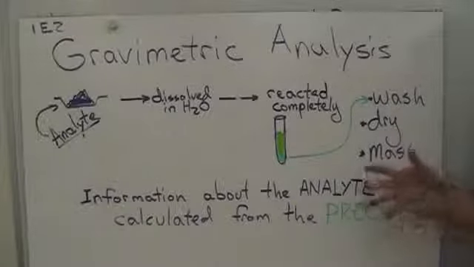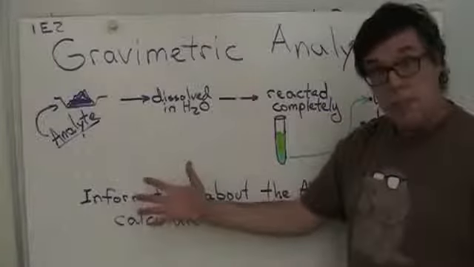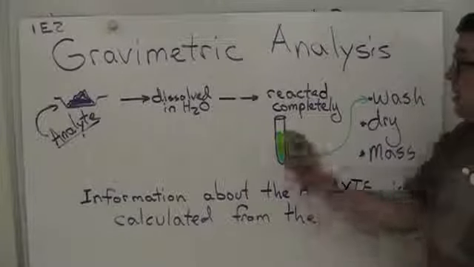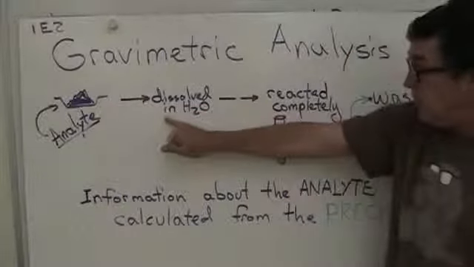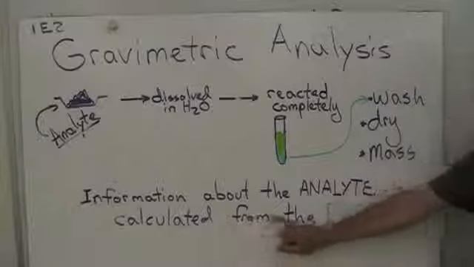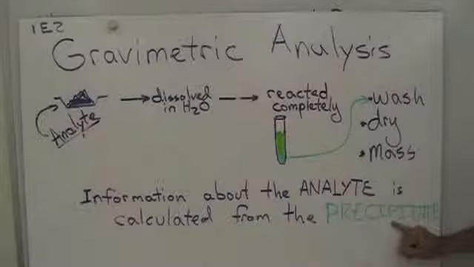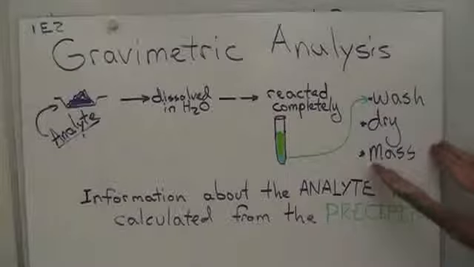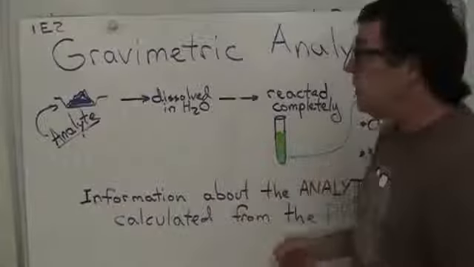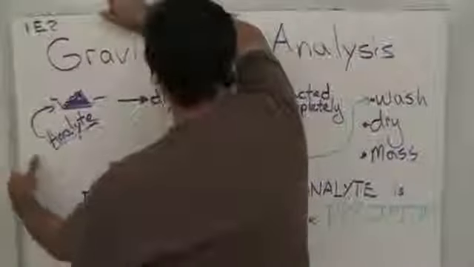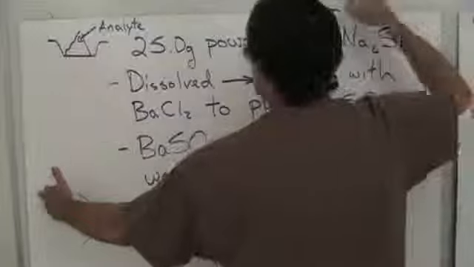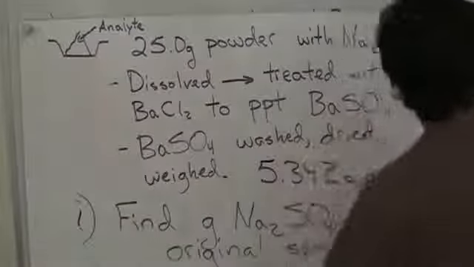Then we start the analysis that often has to do with stoichiometry. And so we find information about the analyte. We find information about this original sample that was dissolved in water by calculating something from the precipitate. So we take this precipitate, and depending on how much there is, it tells us something about the analyte. There are lots of different kinds of gravimetric analysis problems that you could anticipate being able to solve, but they're all about the stoichiometry.